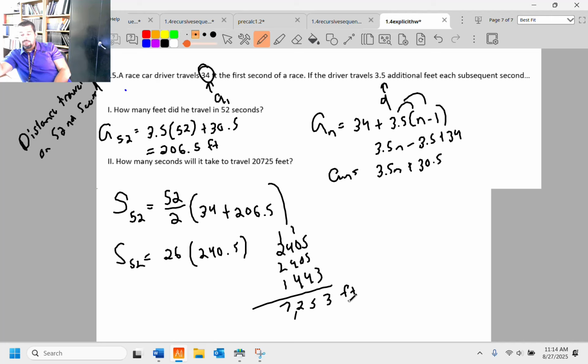Now, feet doesn't mean much. Most of us think miles. But there are 5,280 feet in a mile. So, a mile and a third maybe. 1.3, 1.4 miles. All right, part 2.